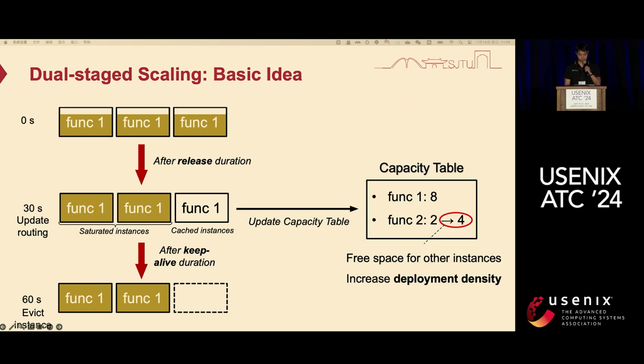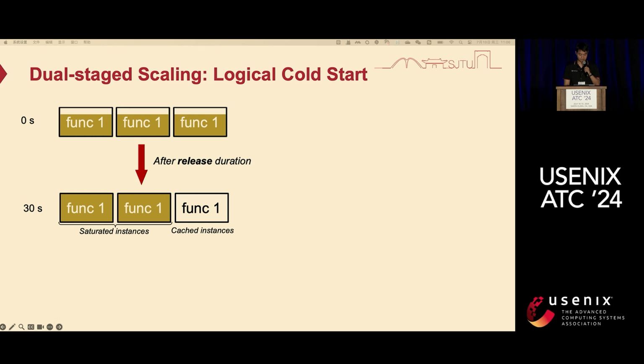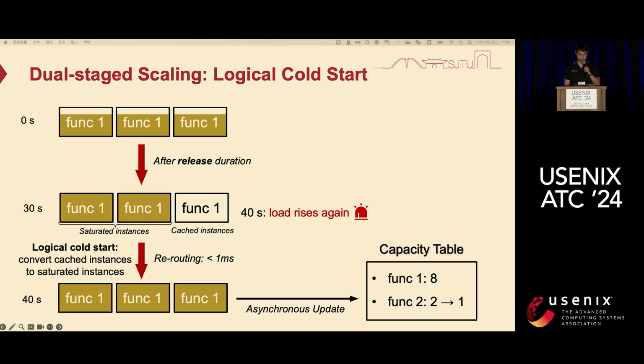Now that the third instance does not process requests, it can be approximated that the third instance is evicted. So such an operation would also update the capacity table, freeing space for other instances, and thus increasing the deployment density. After the releasing phase, if the load rises again before evicting the instance, we could also use rerouting to let the third instance handle requests again, turning it back from a cached instance to a saturated instance. Such a logical cold start can be done in 1 millisecond, avoiding additional cold start overheads.